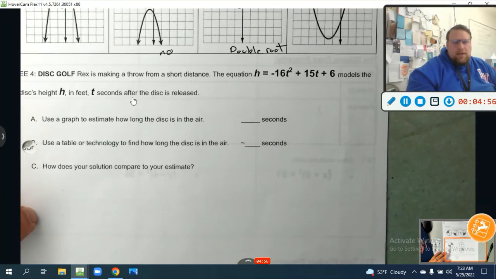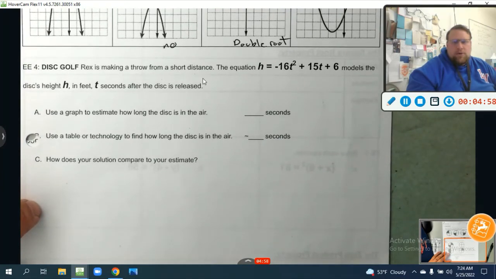Let's look at this right here. Disc golf: Rex is making a throw from a short distance. The equation h equals negative 16t squared plus 15t plus 6 models the disk's height h in feet, t seconds after the disk is released. Use a graph to estimate how long the disk is in the air. Okay, so h is the disk height, t is the seconds. So that's kind of like h is our y, t is our x.